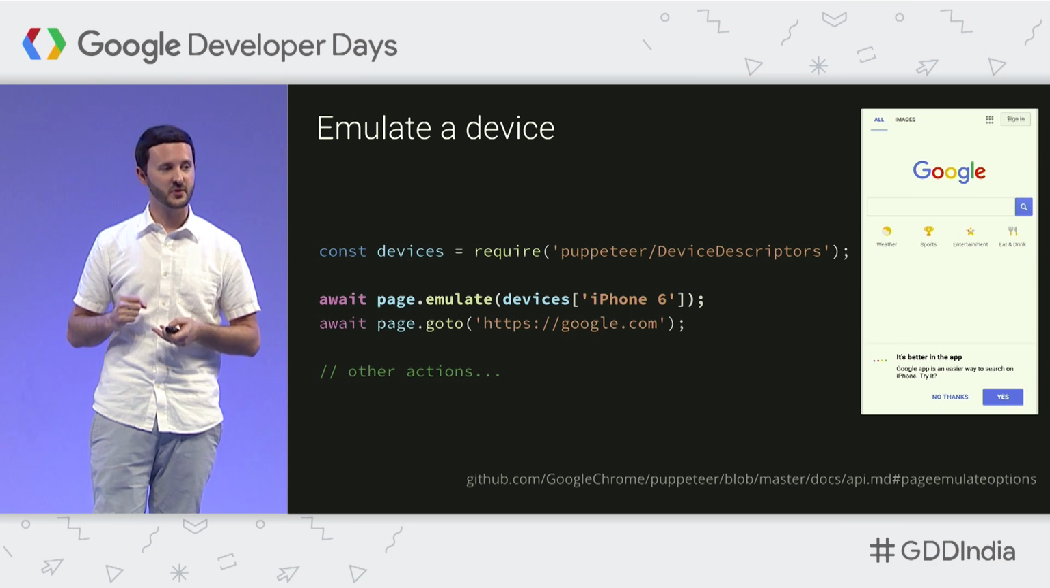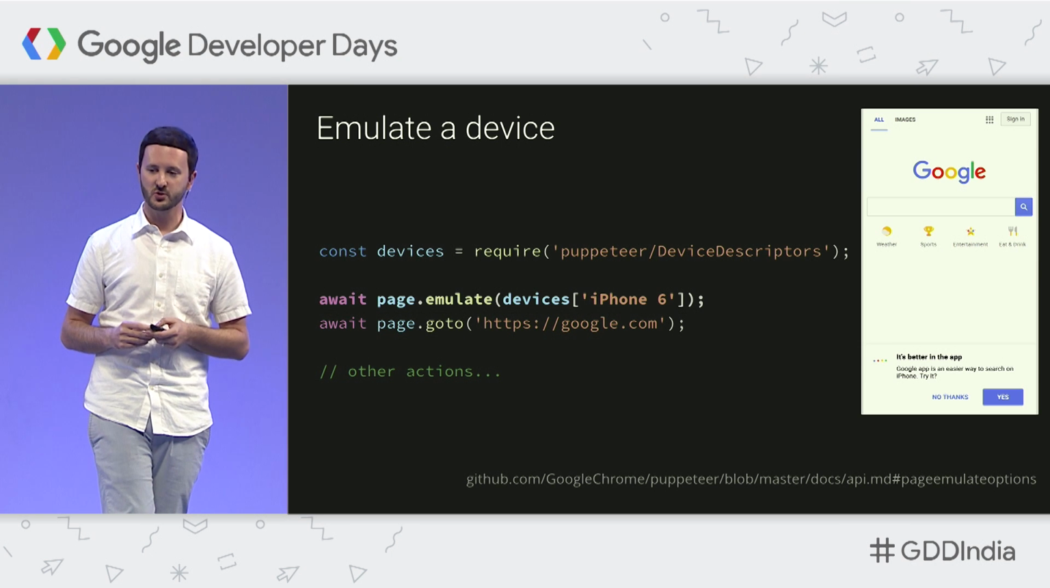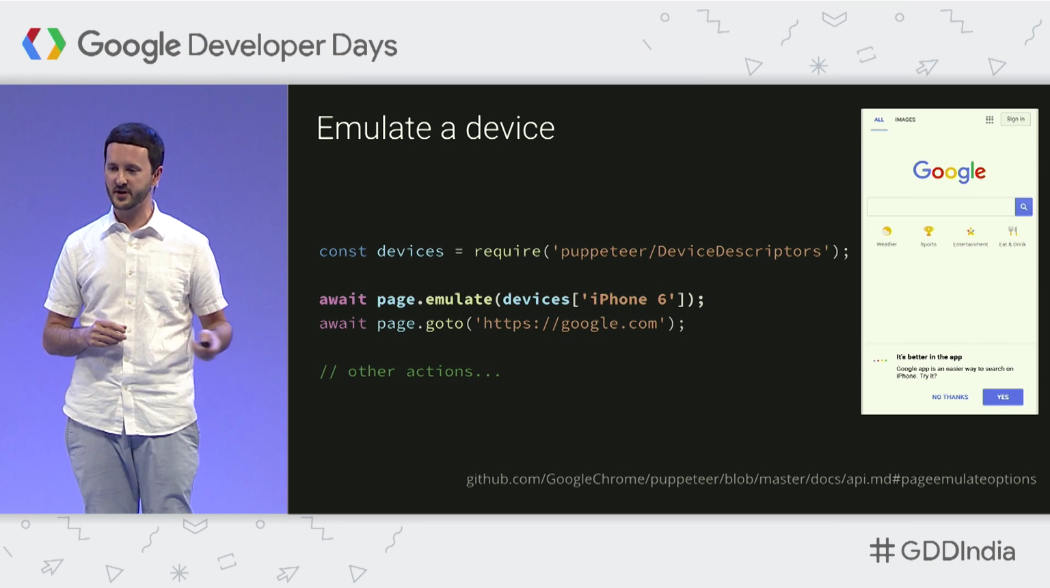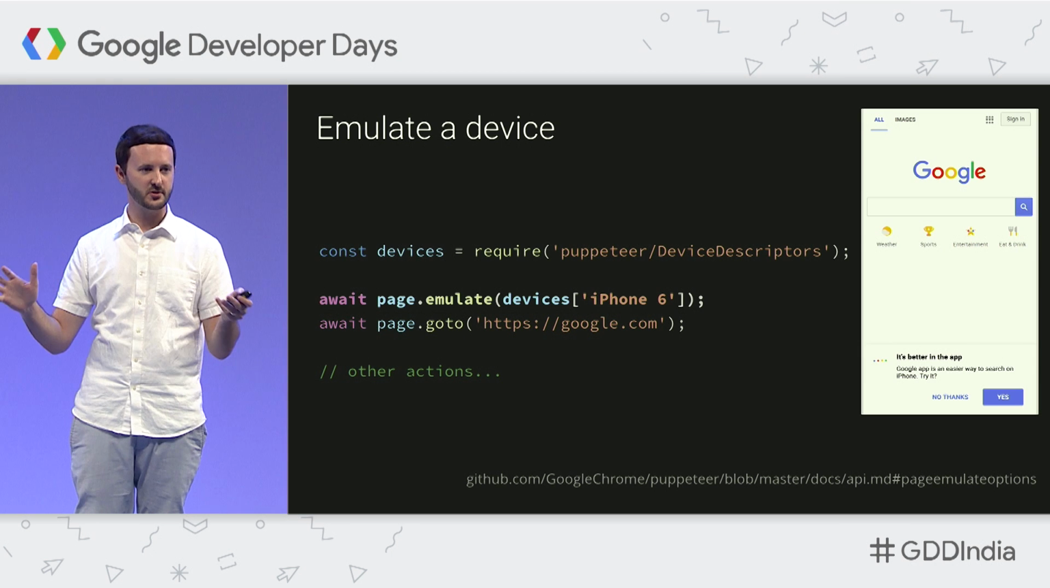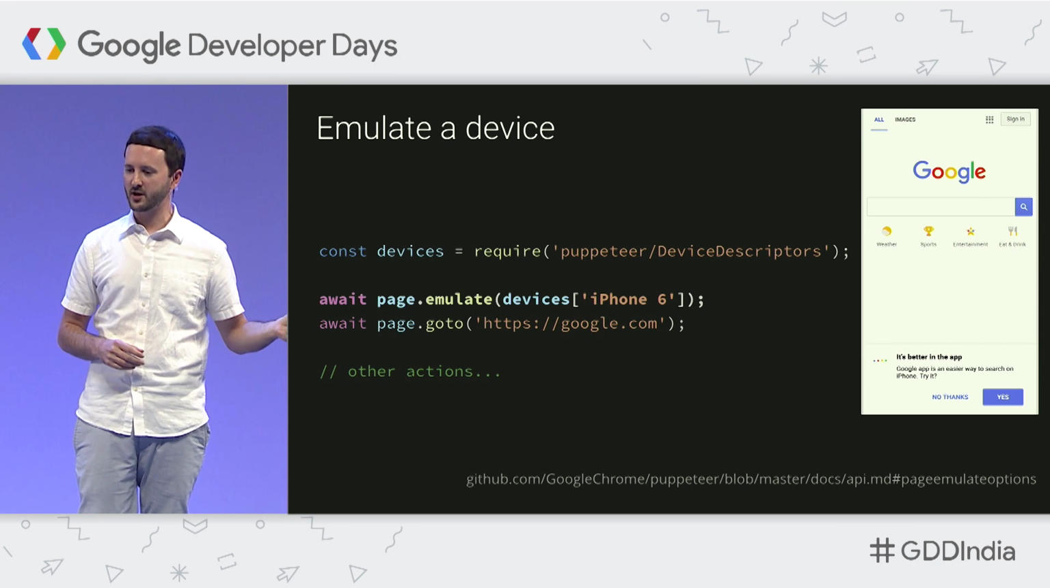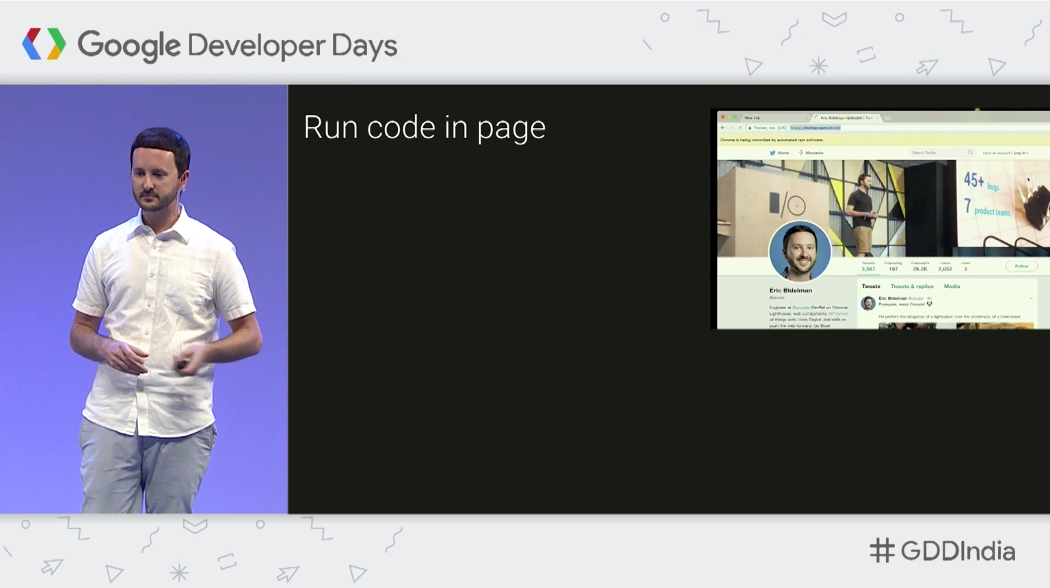And so this is the end result here. Obviously, it's just the mobile version of google.com. So it's super easy to emulate a device in Puppeteer. And again, DevTools can do all this, but Puppeteer is the programmatic way to do a lot of these things.